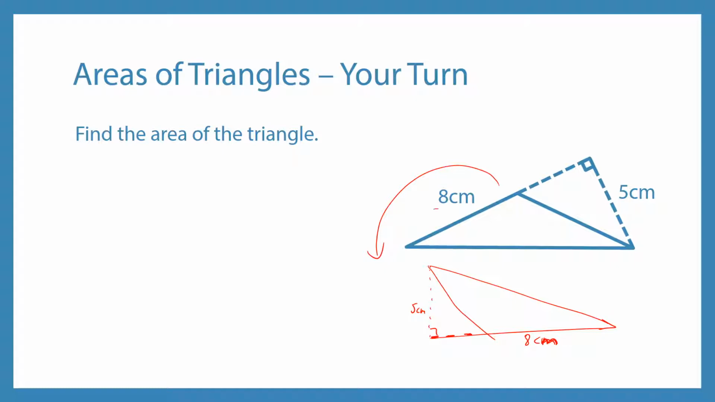So the base in this triangle looks like it's on the top, but it's still the base of our triangle. So we go area equals half base height, and the base was 8 centimeters, and our perpendicular height is 5 centimeters. So we're going to get 20 square centimeters as our area.